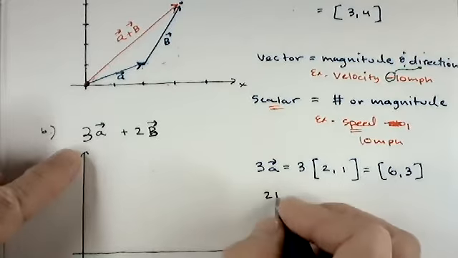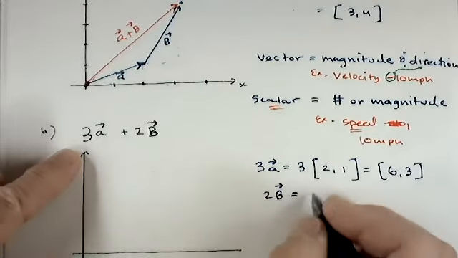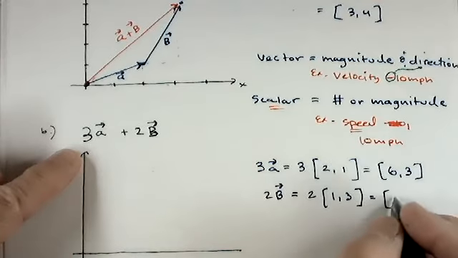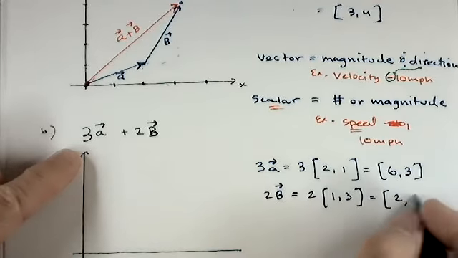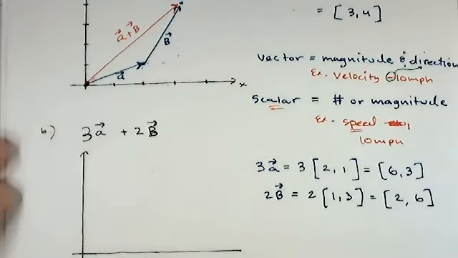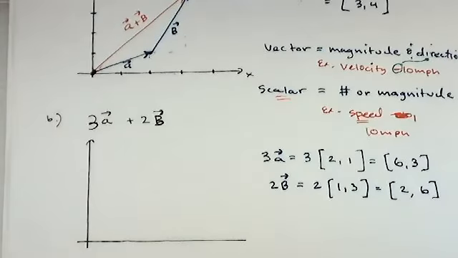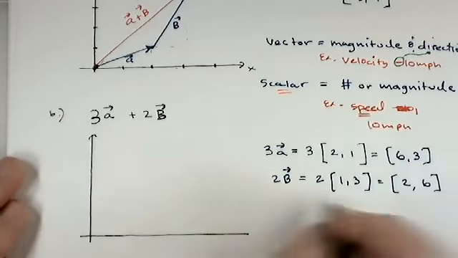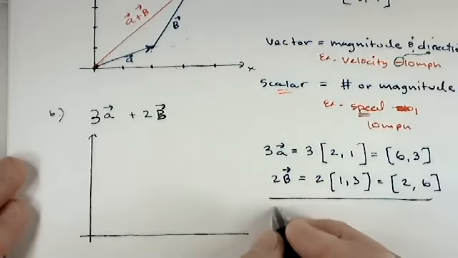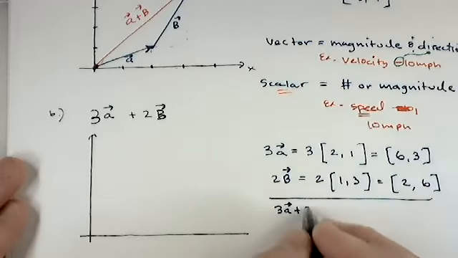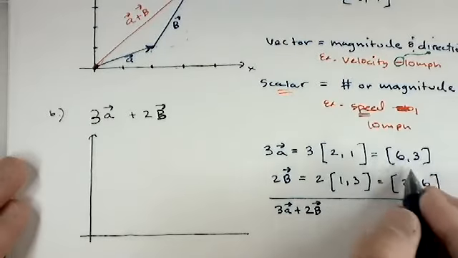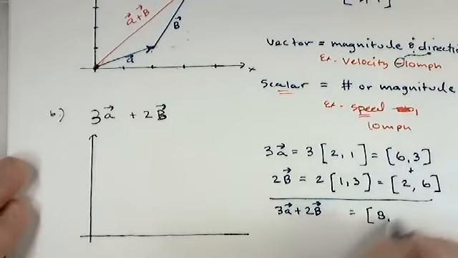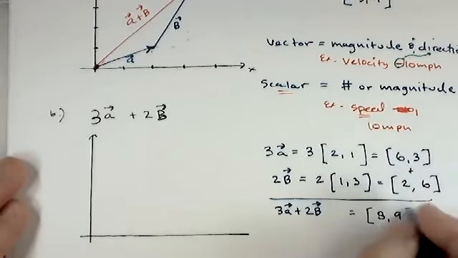And likewise, if I did 2 times vector b, that would be 2 times 1, 3, which is 2, 6. Let me find out what the sum is, first of all. If I did 3a plus 2b, that would be like adding these two right here. So that's going to give me the vector 6 plus 2 is 8, 3 plus 6 is 9.